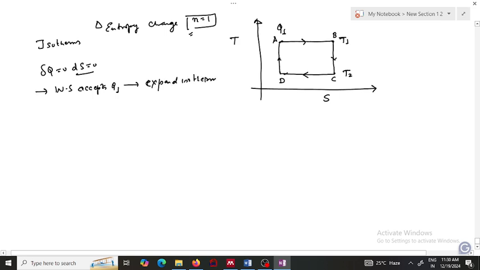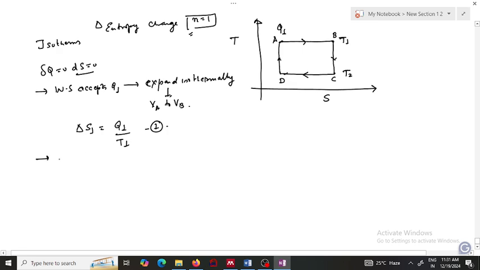Allowed to expand isothermally from, if I maintain the same notations, volume VA to VB, and in this particular process the change in entropy would be simply equal to Q1 by T1. So this is my first case.